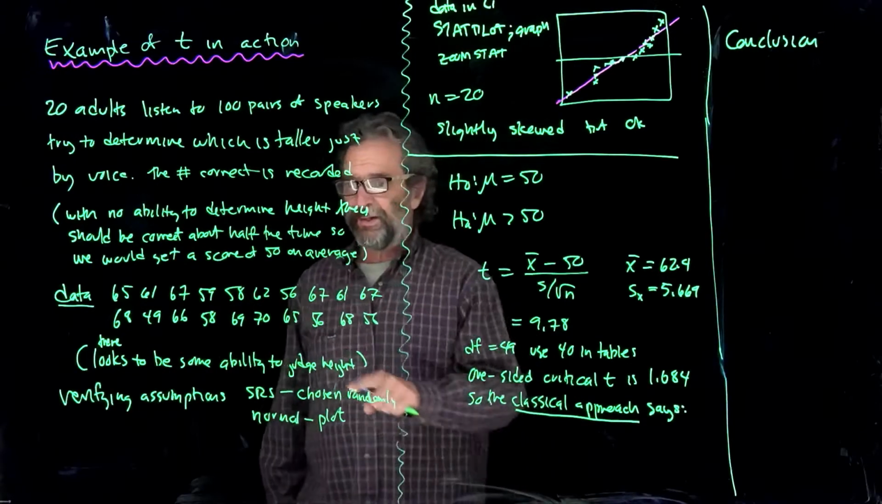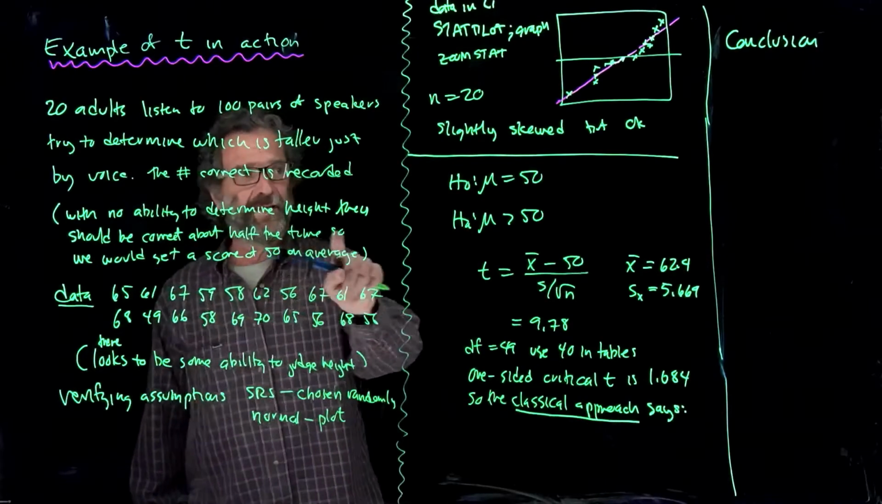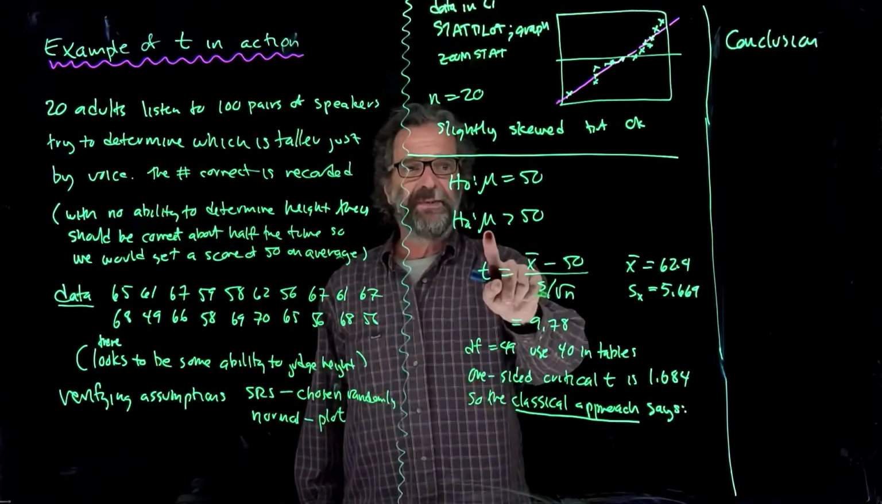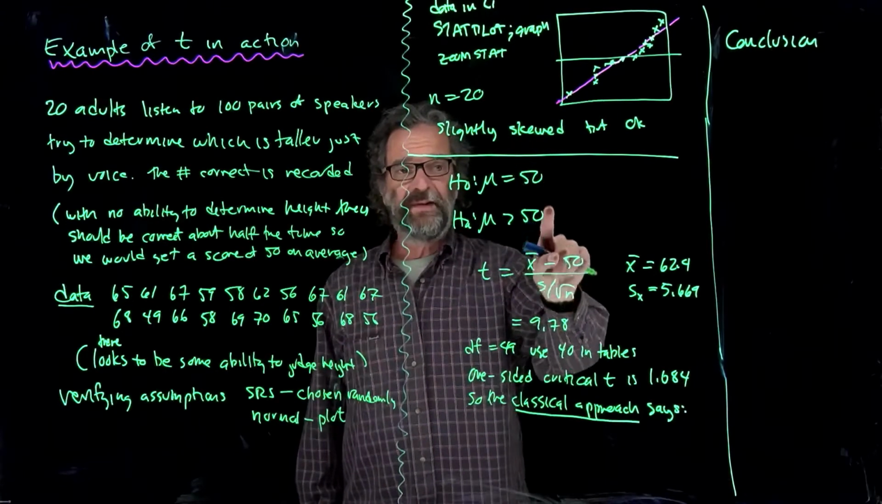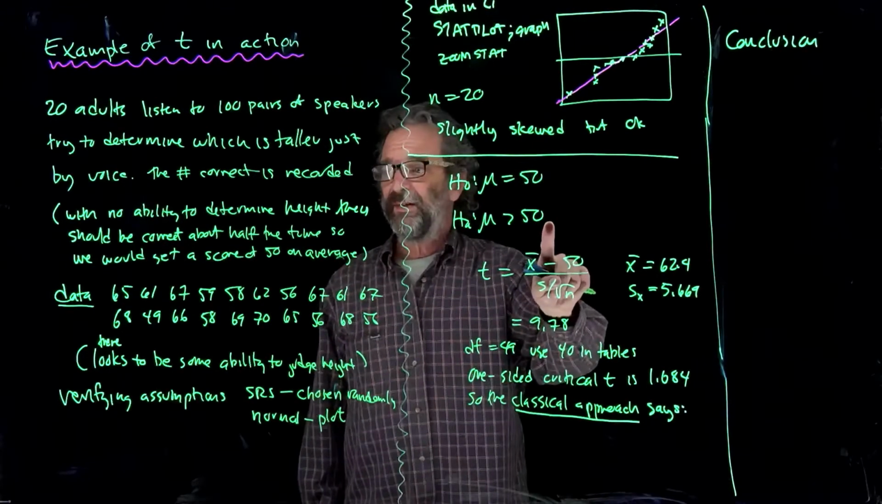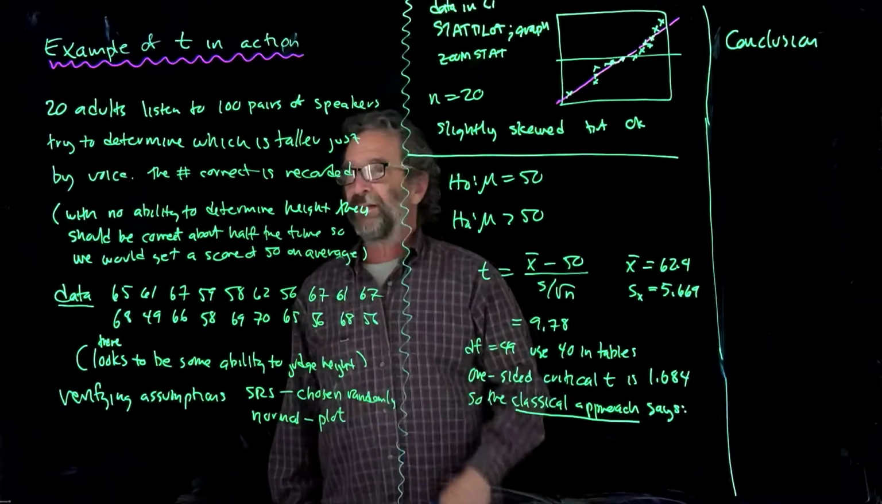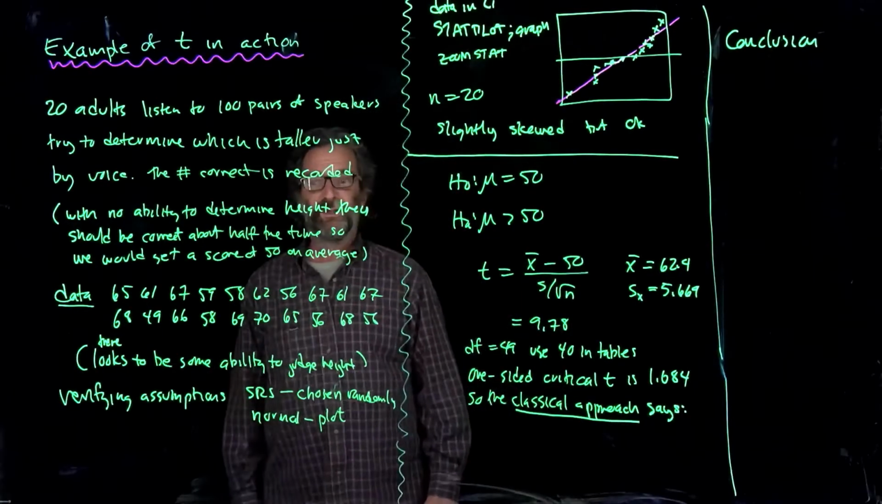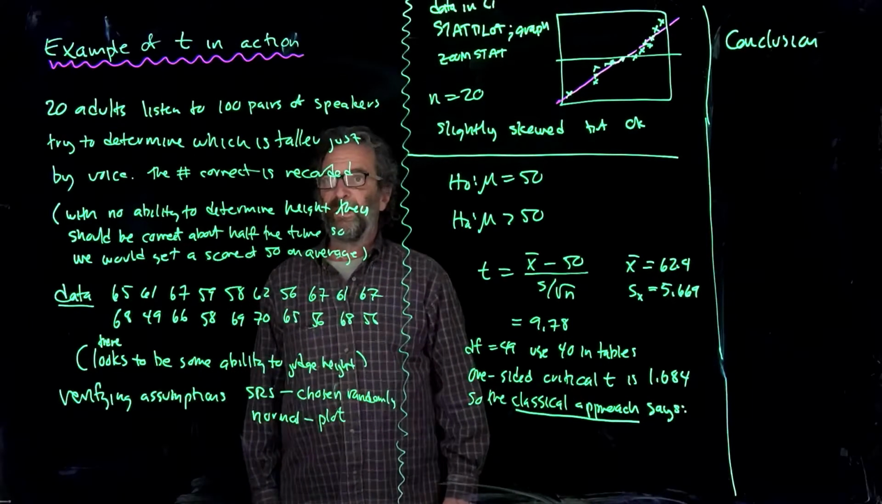We're wondering whether this information could have come from a population whose mean is like 50, no ability to determine height. So we go mean of 50 versus mean bigger than 50. Makes sense? If we reject this 50 in favor of the alternative, then it says that the average number correct long-term would be greater than 50, and that says long-term the adults can determine height better than guessing based on voice.